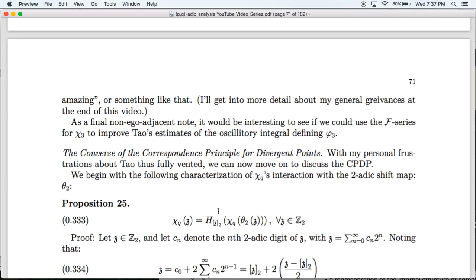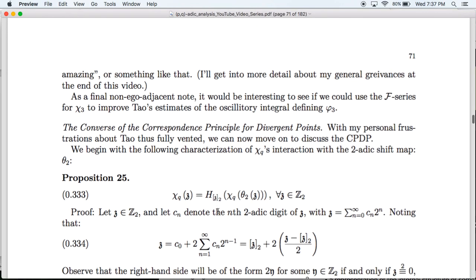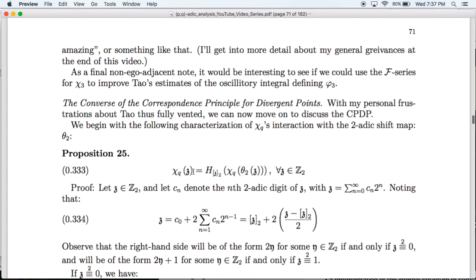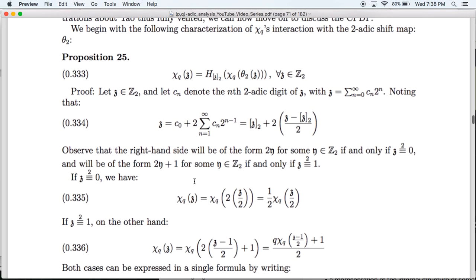So anyhow, we're going to begin with the following characterization of how chi q interacts with theta 2, that 2-adic shift map. Given any 2-adic integer z, if we take chi-q of the shift of z and apply the branch of H dictated by the digit that the shift removed, that's the same thing as applying chi-q to z.